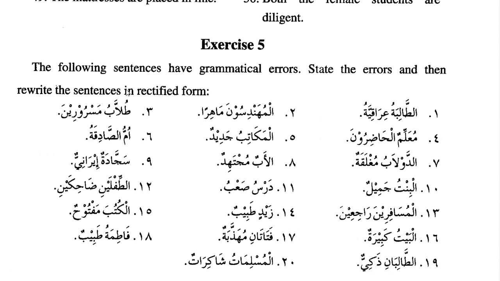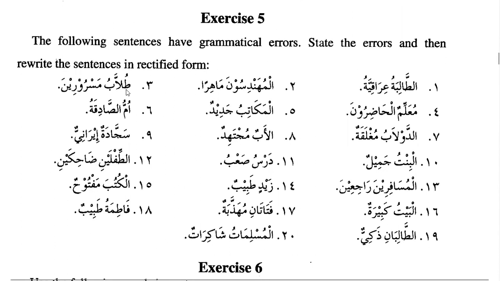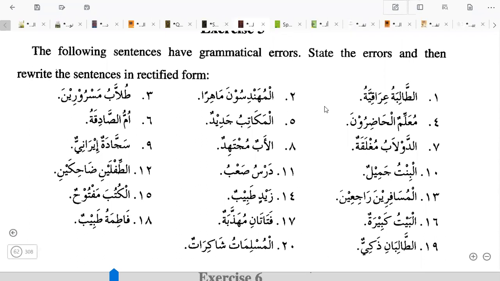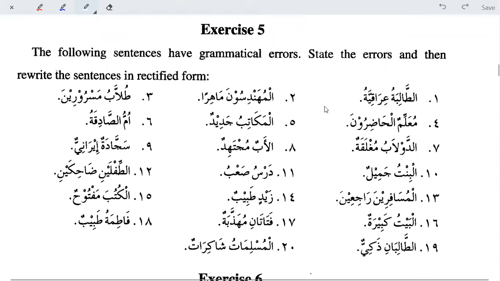Then we have exercise number 5. The following sentences have grammatical errors. This is a very important question. He's asking you to first tell the mistake, the grammatical mistake, and then correct the sentence as well. So first, can anyone tell me what is the mistake in the first sentence?